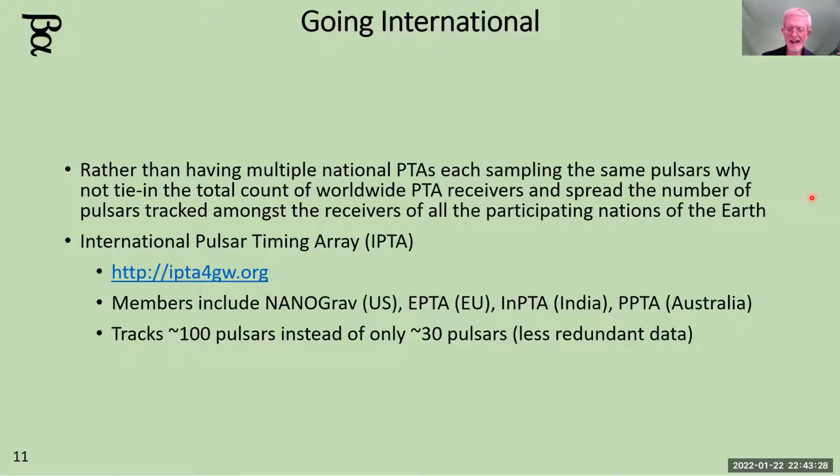Plus, they've decided, well, you take a look at these and we'll take a look at those. During this time of the day, we'll be looking for these, and during that time of the day, you'll be looking for those. So they've reduced the redundancy of different arrays from different nations observing the same pulsars. That allowed them to spread it out. So instead of about 30 pulsars, they are now tracking over 100 pulsars, which is good news.